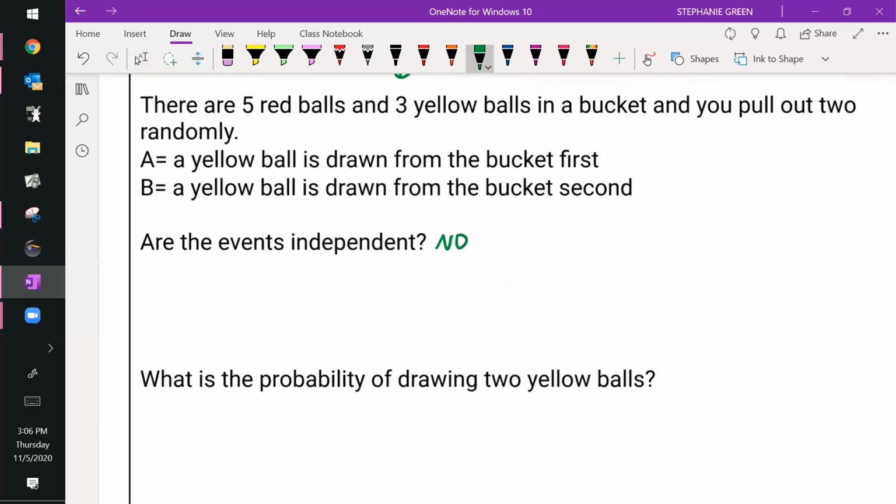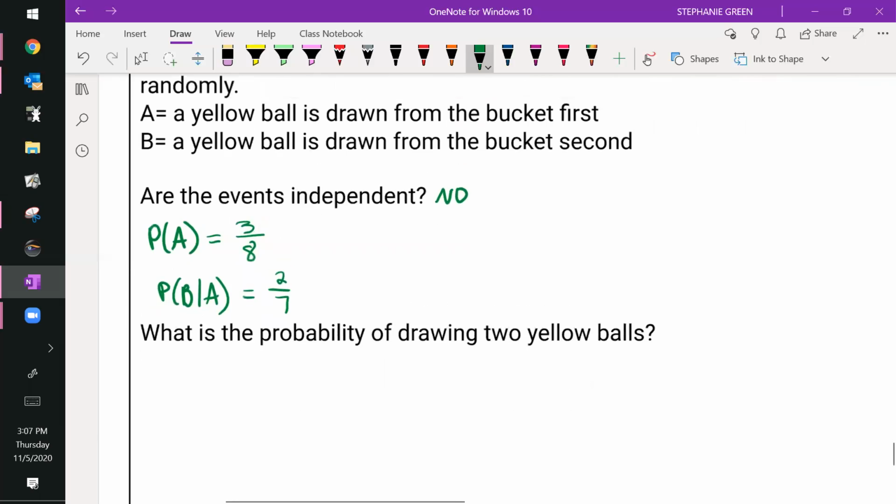No. Think of it this way. What's the probability of A? The probability of A is, let's see, we have 3 yellow balls out of 8. If I take a ball out, though, what's the probability of B given that 1 yellow ball has already been taken out? Is it still 3 over 8? No, because now there's only 2 yellow balls in the bucket, and there's only 7 balls in the bucket total. So these are not independent events because the probability of drawing out a yellow ball the second time is not the same probability as drawing a yellow ball in the first place.